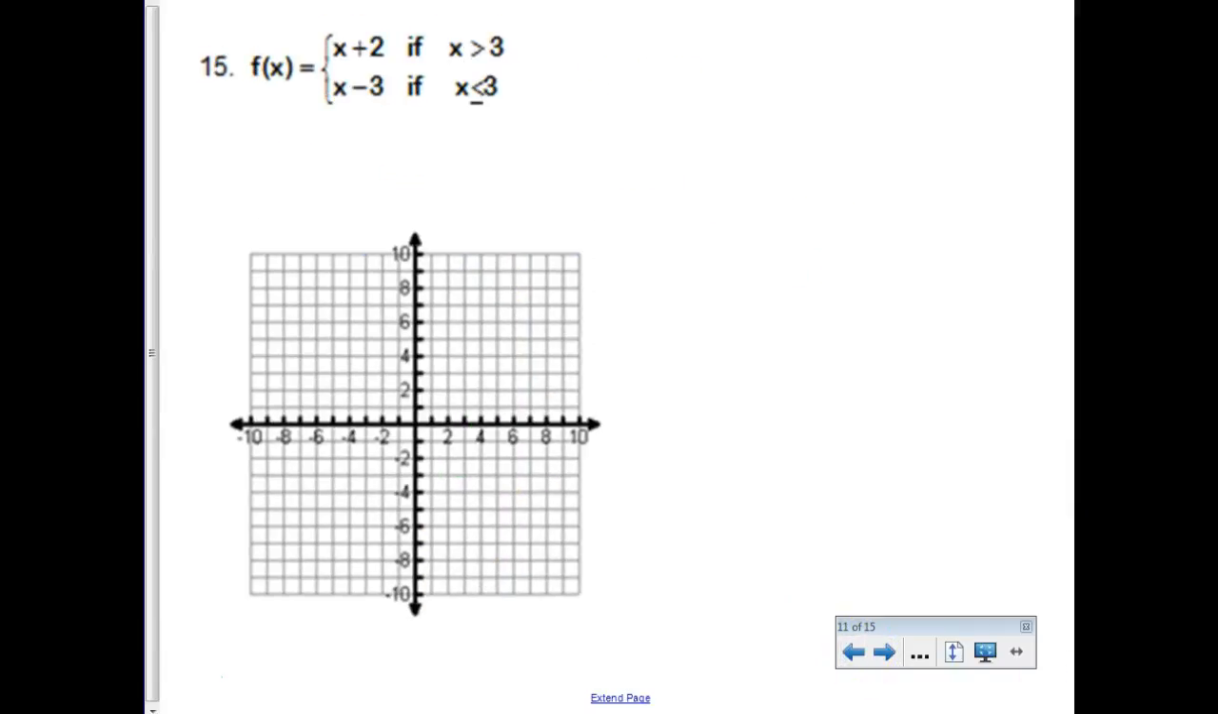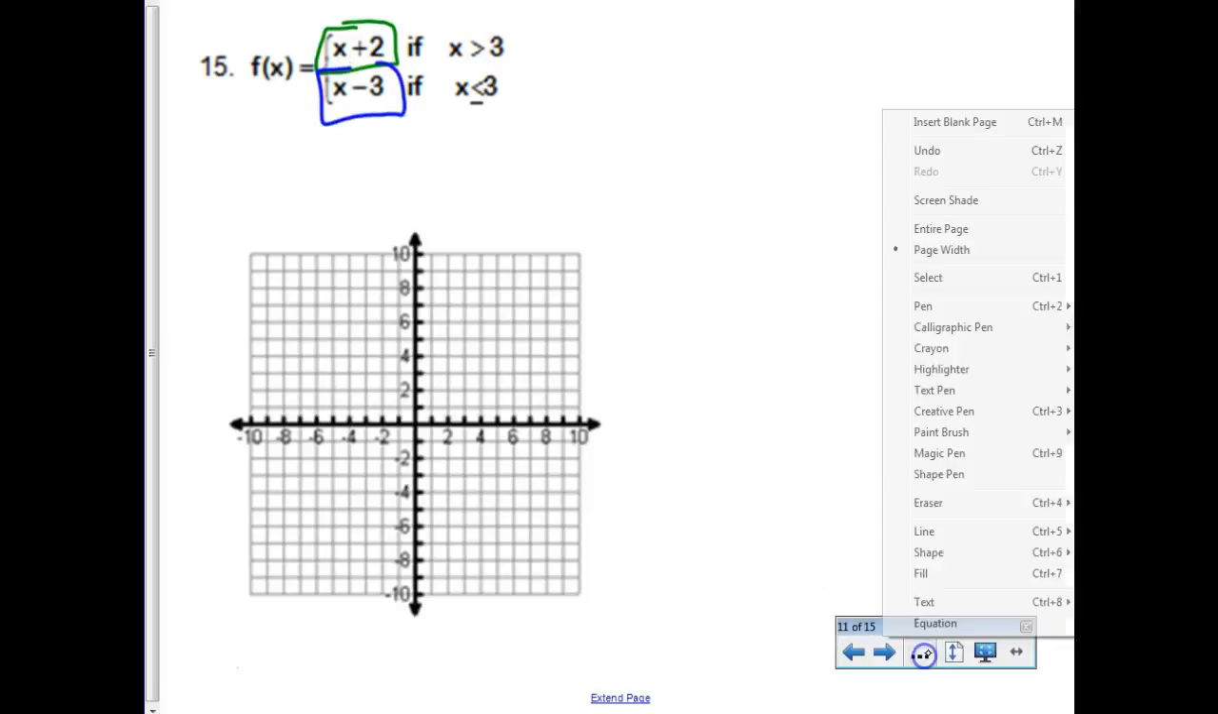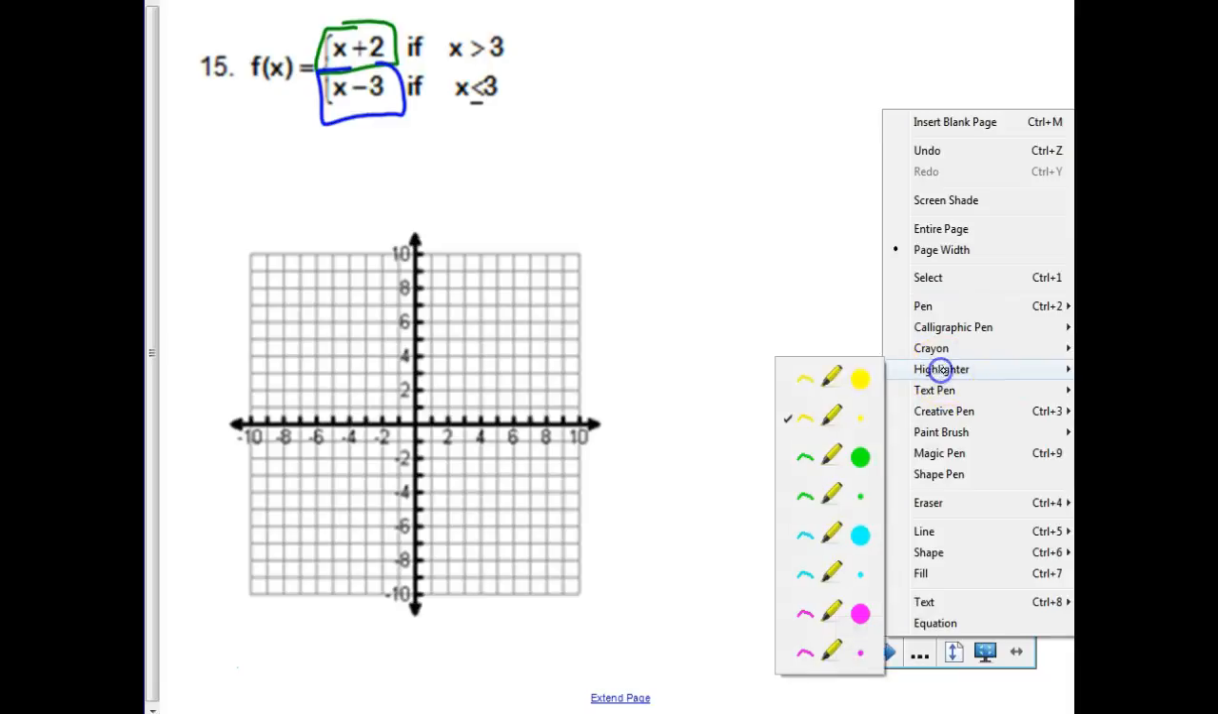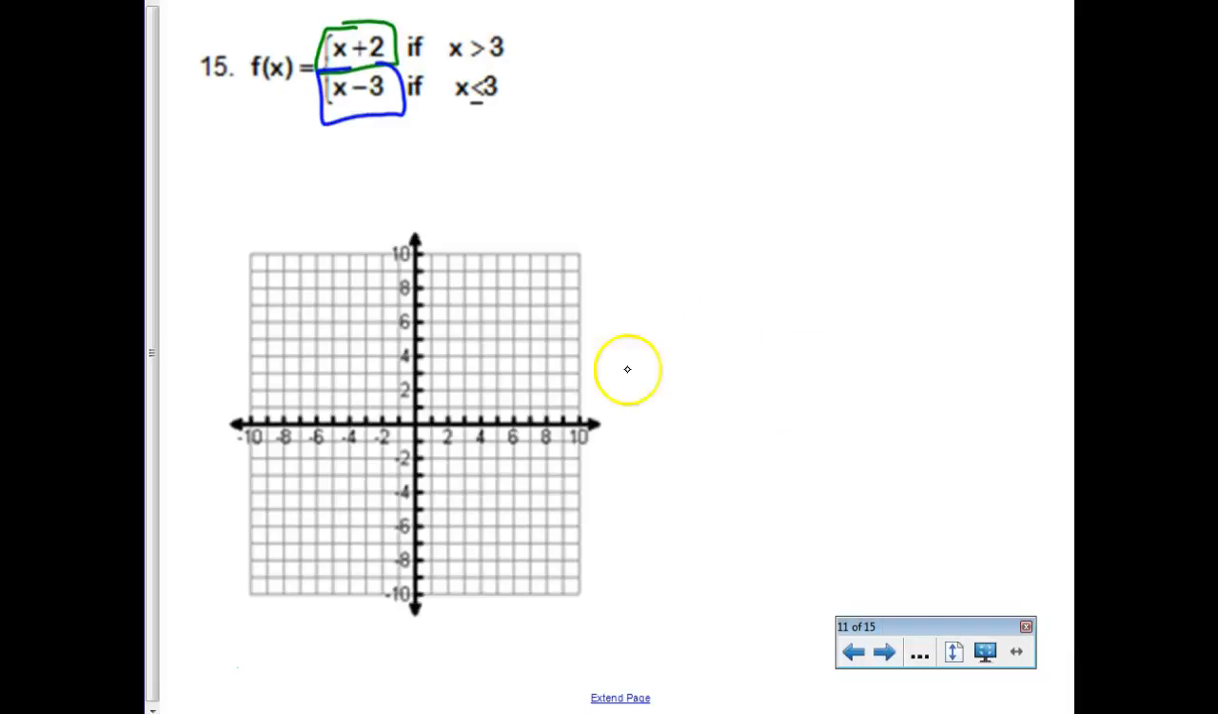Number 15. Okay. Top function, I'm always going to do in green, keep it consistent. Bottom function in blue. This time, for a little variety in your life, your boundary line is no longer located at 1. Where's our boundary line located this time? 3. I'm going to highlight that boundary line.